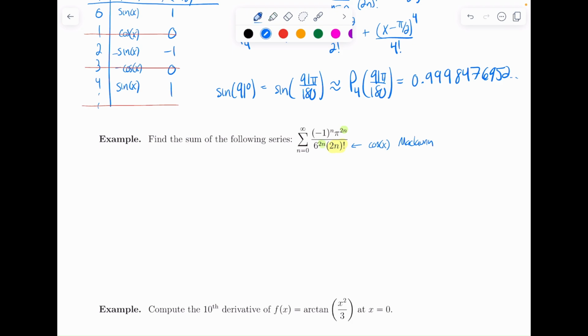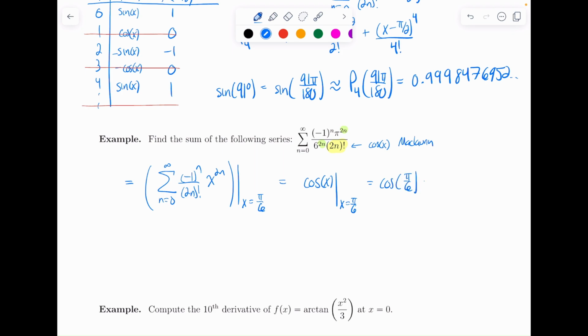So I can observe that this is, for example, exactly the cosine Maclaurin, negative 1 to the n over 2n factorial times x to the 2n. But I'm making my x out to be, in this case, just pi over 6, which is the same as cosine at pi over 6. The interval of convergence, I'll let you confirm or look it up, for cosine is negative infinity to infinity, so therefore plugging in pi over 6 is no issue. And so in this case, I simply get cosine of pi over 6, which I know is equal to root 3 over 2.